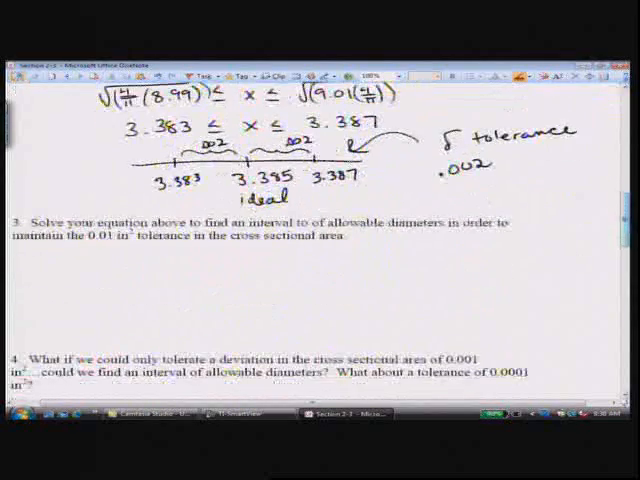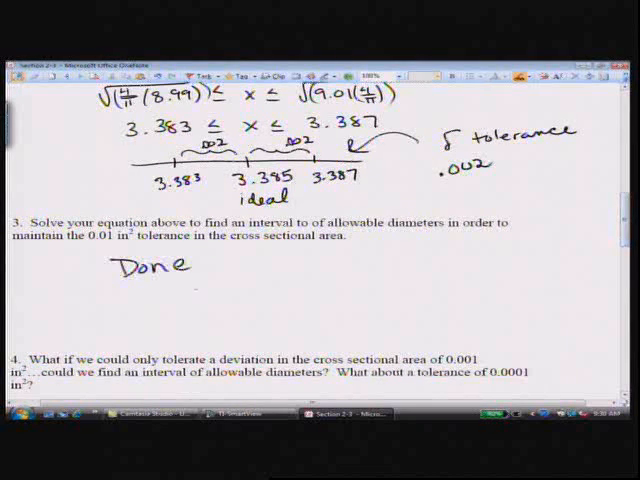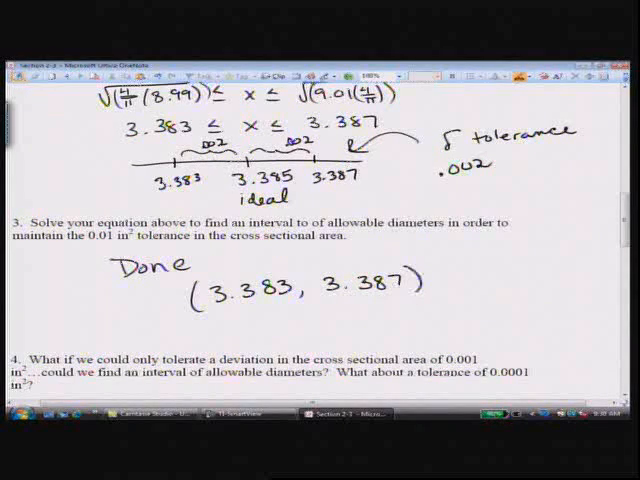Okay, so number 3 is what I just did. I found the interval is 3.383 to 3.387. That's the interval, and the tolerance is 0.002, and we call that tolerance the delta.